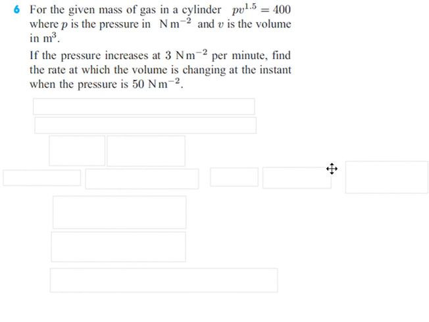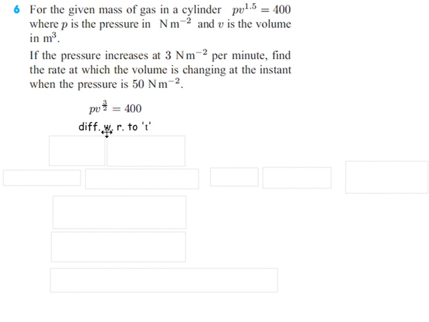Now the solution for question 6. We have our formula once again provided to us. So PV to the power 1.5 equals 400. So we begin with that equation, and we can change 1.5 into 3 on 2. Now differentiate with respect to t.